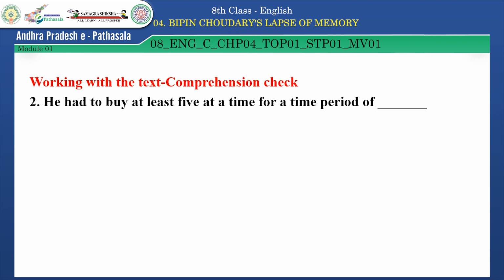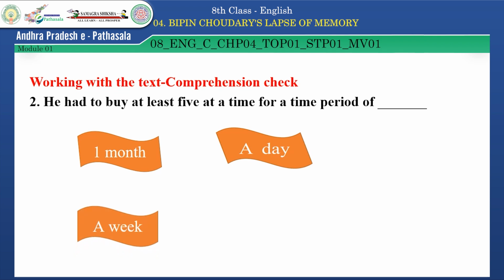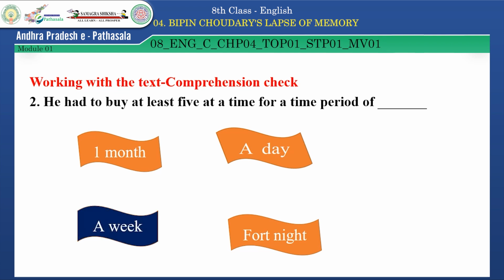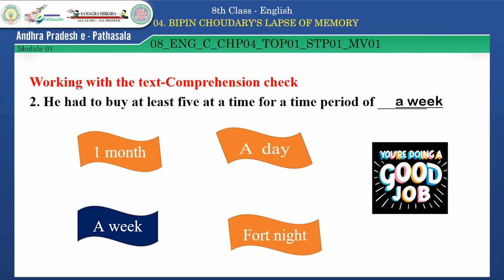Now we shall check your comprehension levels. He had to buy at least 5 at a time for a time period of 1 month, a day, a week, a fortnight. So what might be the answer? Yes, you are right. A week is the answer. Good job. Now one more comprehension.